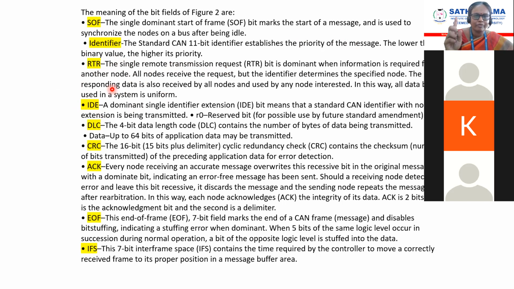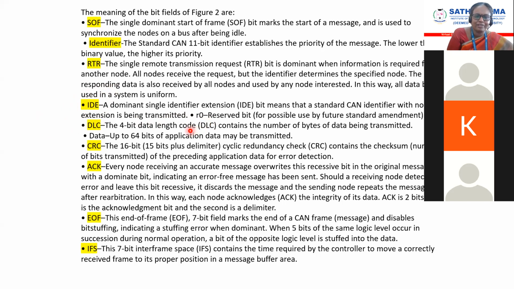The CAN controller will have two lines only, CAN low and CAN high. One will receive and another will transmit. At that time, more than one or three nodes will be there. This identifier determines the specified node, and then that particular node will respond. IDE means, I told you, the identifier extension bit will be there.